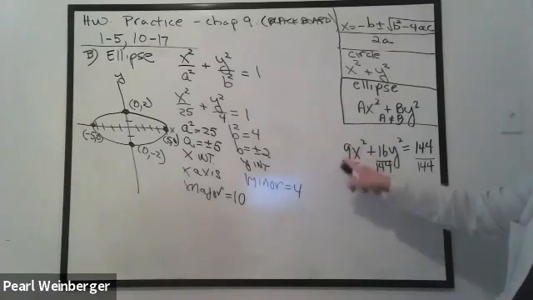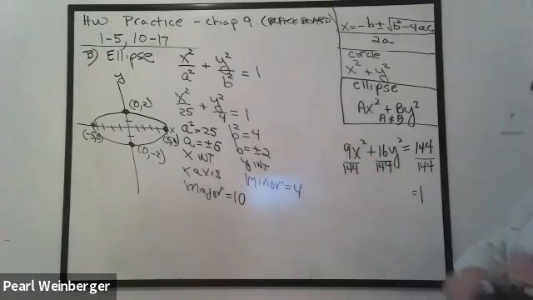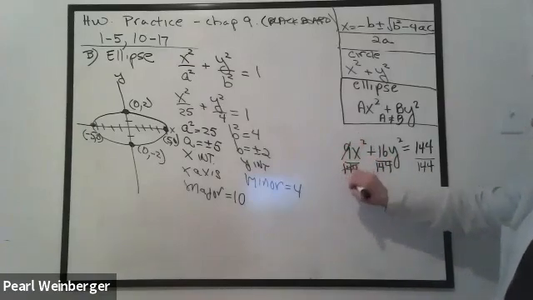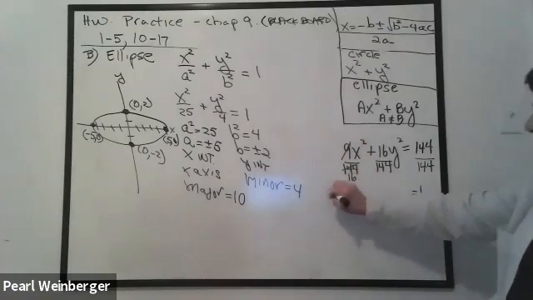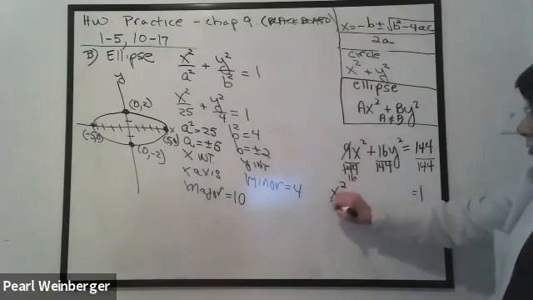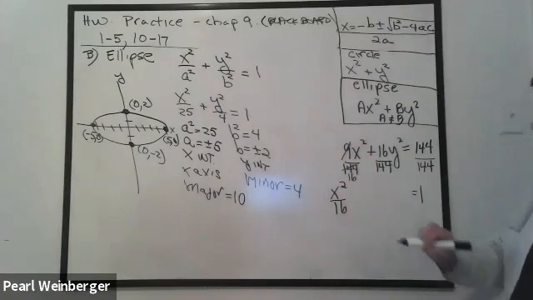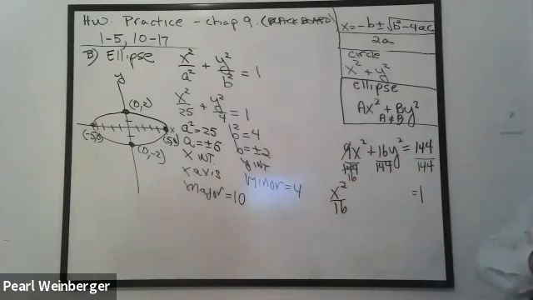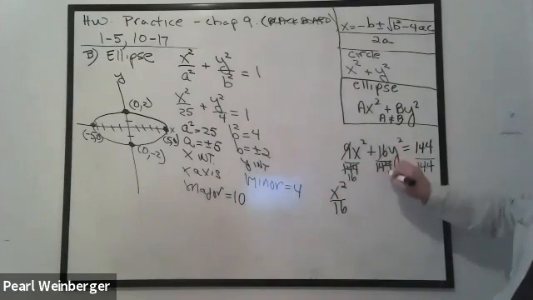Now, I have a 9 over 144, so let's see if we can reduce that. 144 divided by 9 gives me 16. In other words, I can divide the top and bottom here by 9, and that'll give me 16, which is x squared over 16. Then I try dividing both the top and bottom by 16. So 144 divided by 16, that also works. This cancels out, and this gives me a 9.